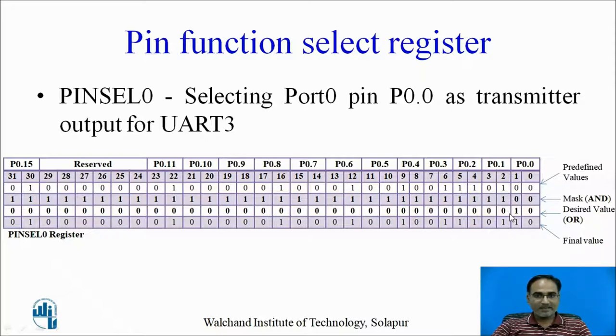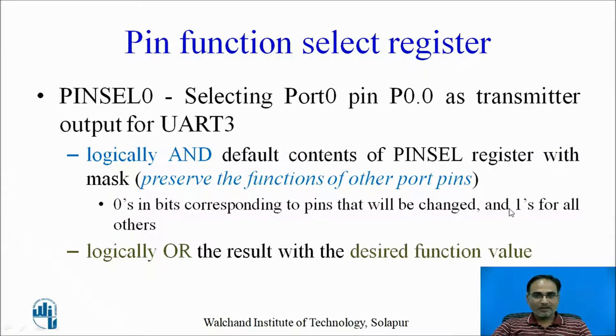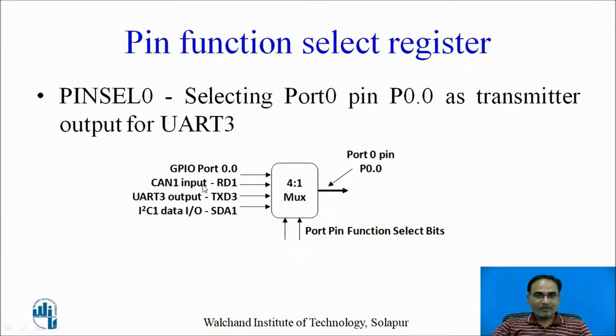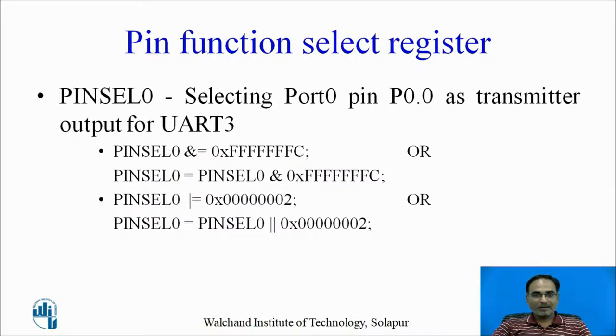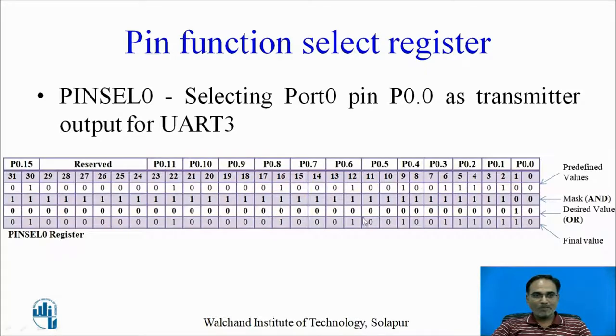Then ORing the desired function. I want to select this pin as a UART3 output pin. So among 00, 01 and 10, I should write 10 in the particular bits. So 10. In the final value, you will see that only these two bits are changed. Previously it was 00, and after the update it is configured for the second alternate function.